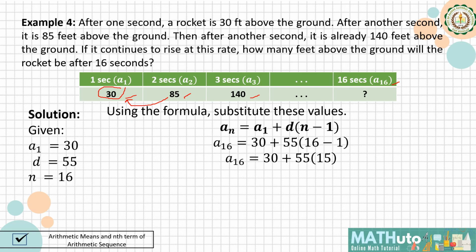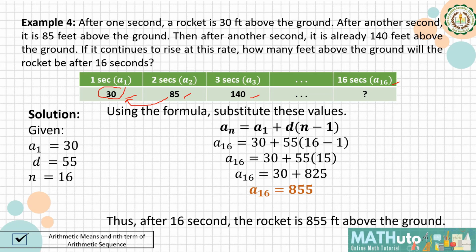Simplify. 30 plus 55 times 15. Multiply. 55 and 15 will give us a sub 16 is equal to 30 plus 825. Then, we will come up with a sub 16 is equal to 855. Therefore, after 16 seconds, the rocket is 855 feet above the ground.